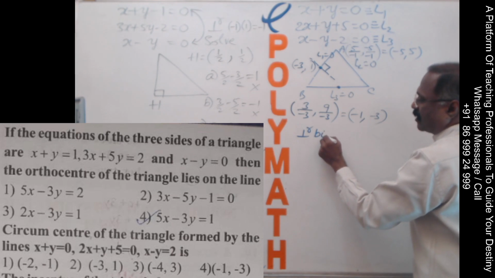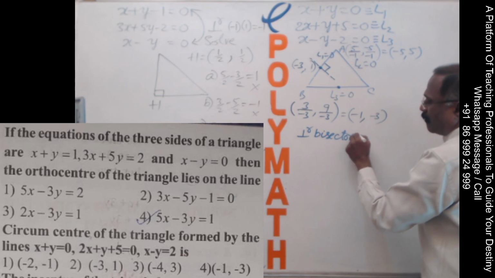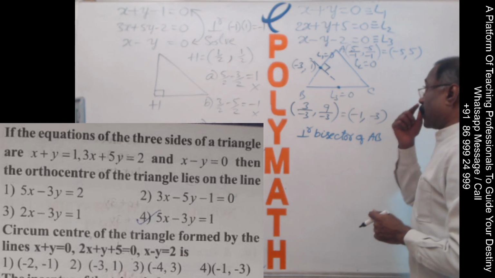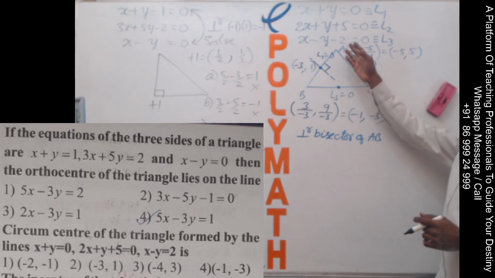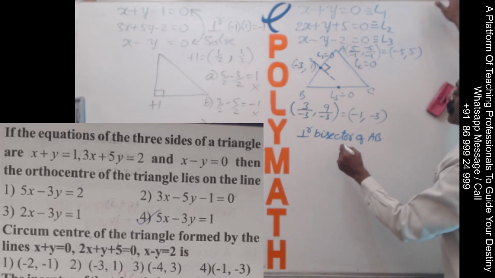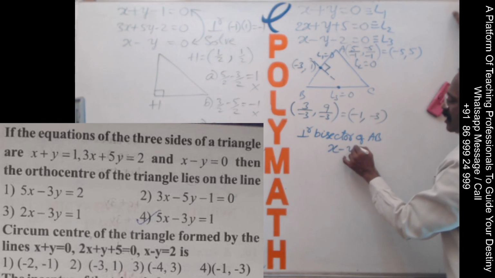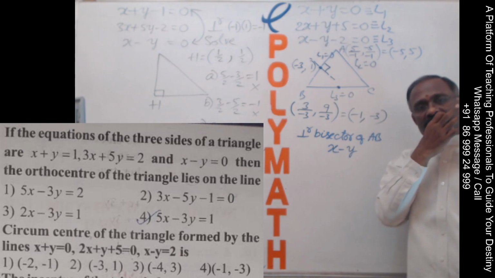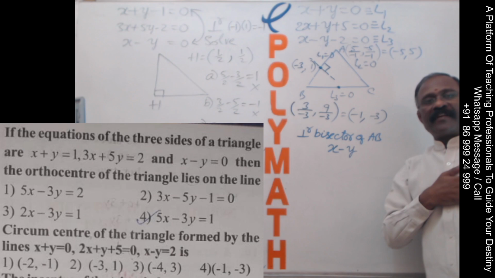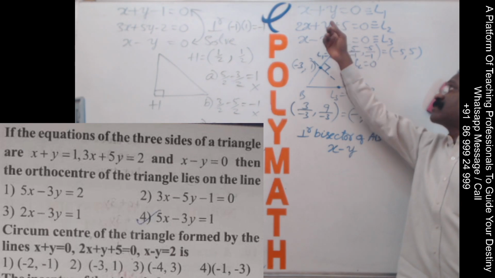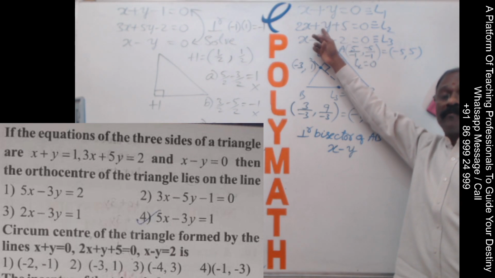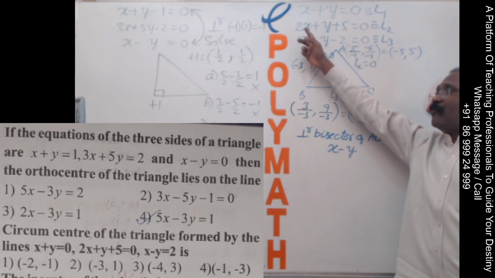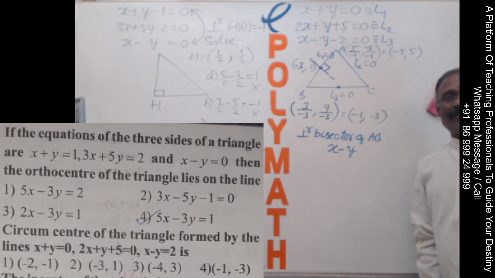Perpendicular bisector of AB, please. What is AB here? L1. So it will be in the form of x minus y. Perpendicular, no? Reverse the coefficients and change the sign in between. If you want to write the perpendicular of this, write this coefficient here and this coefficient here and change the sign. Then it will be x minus 2y is equal to k.